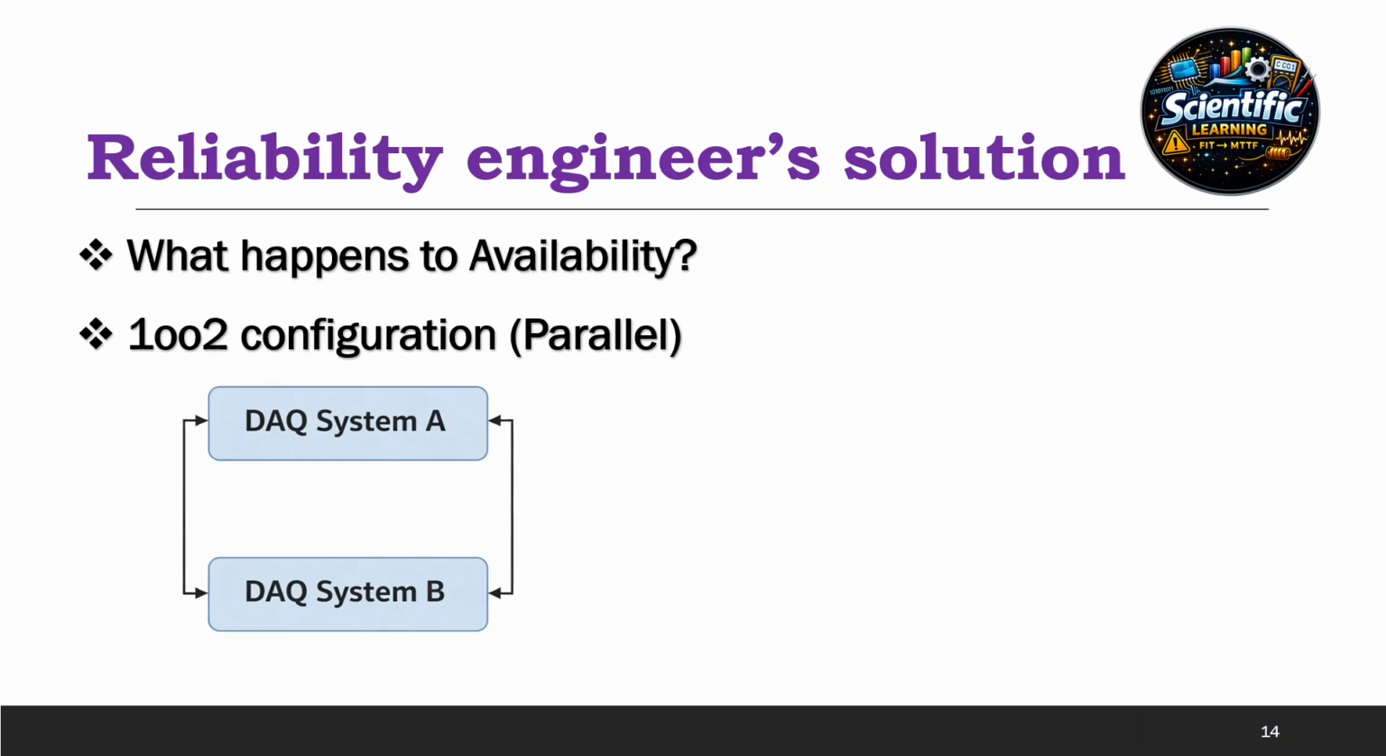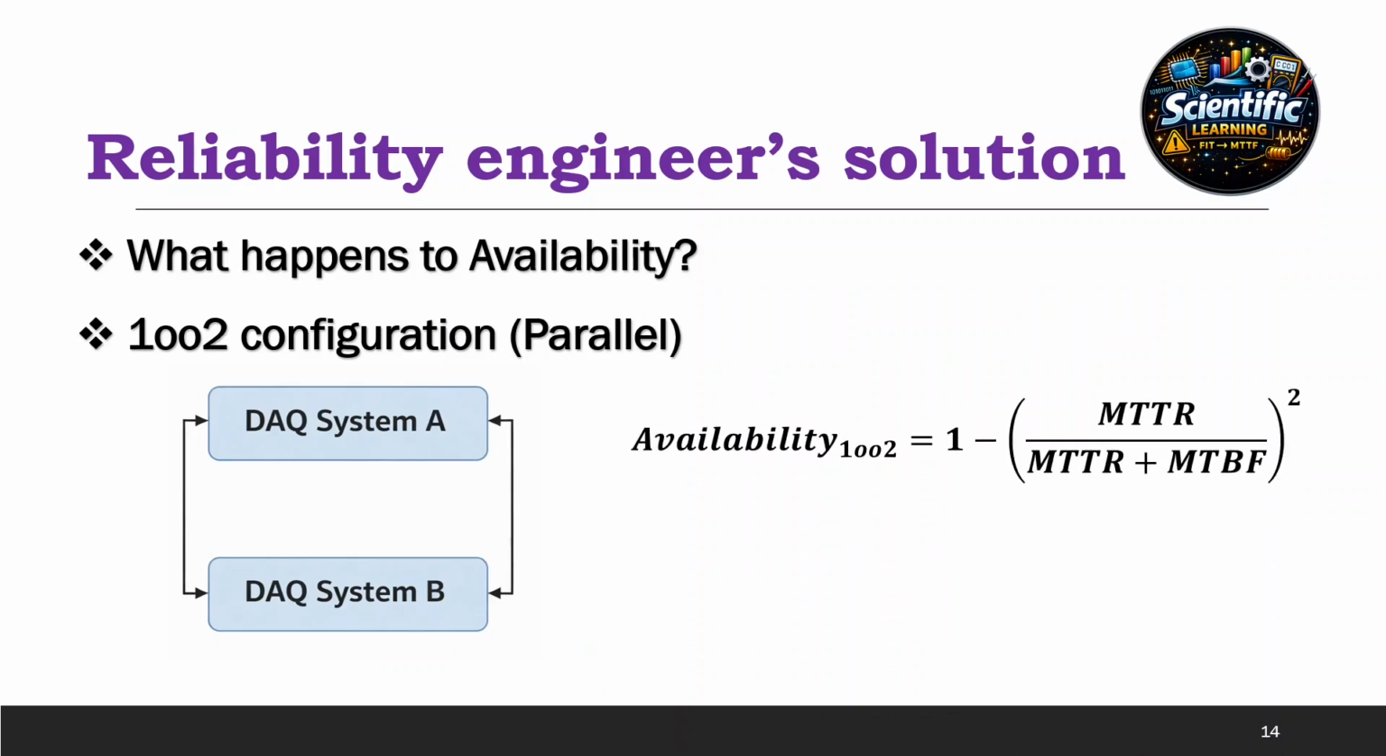But then what happens to availability now? For this 1 out of 2 configuration, the availability formula is shown here. Now this formula comes from the Markov analysis for a parallel system. Once again substituting the previous MTBF and MTTR values, now we get an availability of 0.9999. Improved availability.